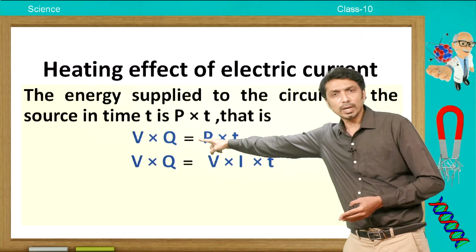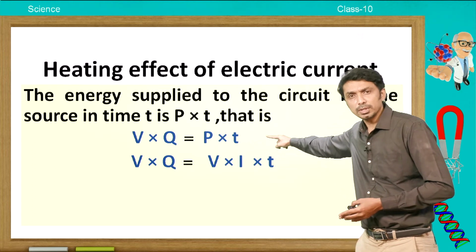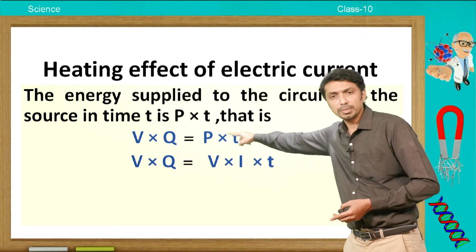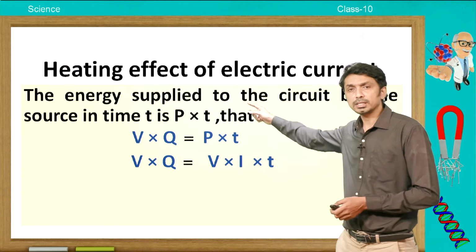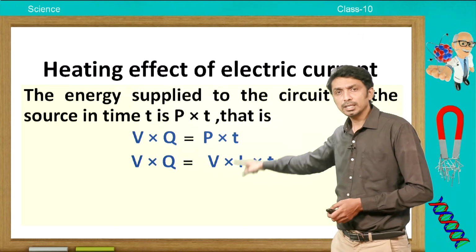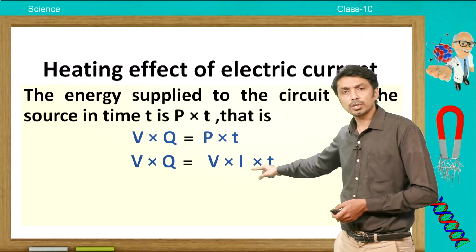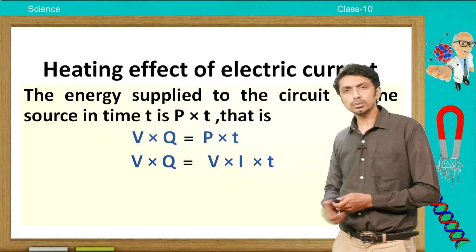The total work done, V into Q is equal to P into T. So, what we can substitute in place of P is V into I. So, the total amount of energy supplied in time T is V into I into T. Remember this, the total amount of electrical energy supplied in time T is V into I into T.